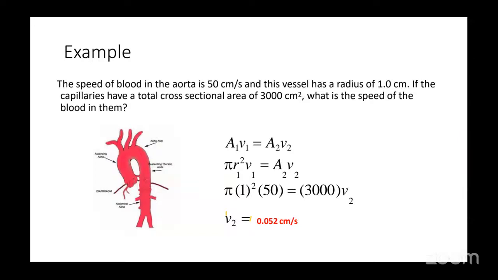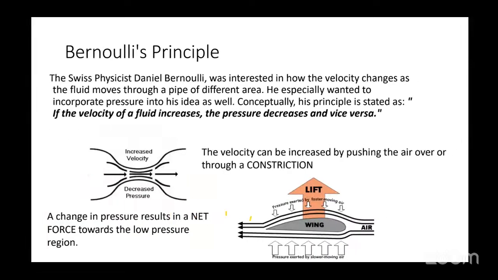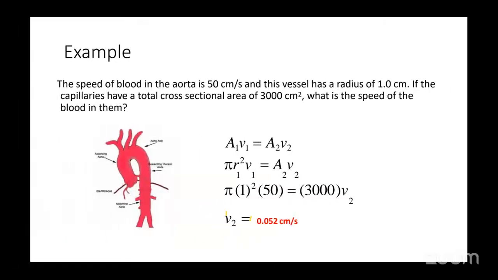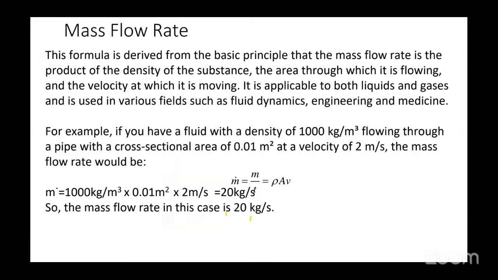So pi r square, we substitute r as 1. So that would be 3.14 times 50, all over 3,000. So that gives us our V, 0.052 cm per second. So this is an application of the continuity equation. This is an example of the continuity equation. The previous one was an example of flow rate.